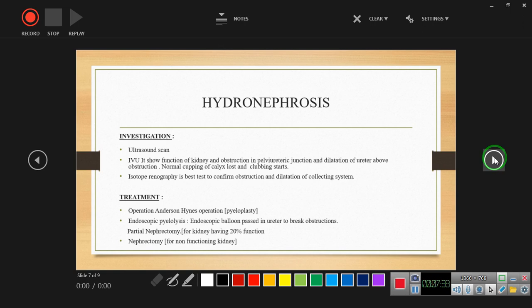Treatment is operation, surgical: Anderson-Hynes operation, pyeloplasty, or endoscopic pyeloplasty. An endoscopic balloon is passed in the ureter to break the obstructions, fibrosis. Partial nephrectomy, number three, for kidney having 20% function, and total nephrectomy for non-functioning kidneys.